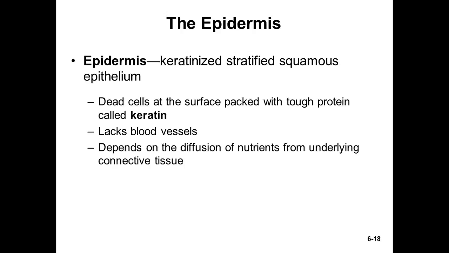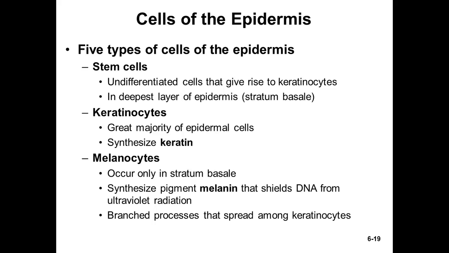Okay, the top layer, which is called your epidermis, of course, like I say, is packed with this tough protein, which is keratin. It's avascular. There are no blood vessels in the top layer of our skin. Any nutrients have to come by way of the dermis via the dense irregular connective tissue. There are 5 types of cells of the epidermis that you should be familiar with.